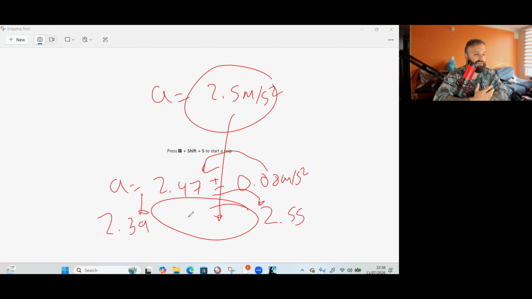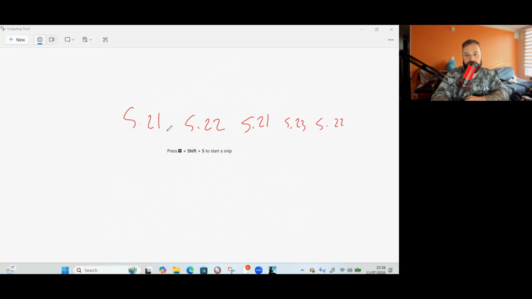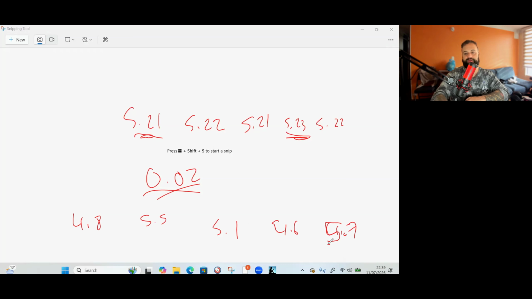Now, when we're talking about precision, this is basically the closeness of the repeated measurements. As we can see, the spread of these is relatively small. We could take the highest value and the smallest value and subtract the two, and the spread is 0.02. But if we look at something else like this, the difference between the highest value and the smallest value is 0.9. There's a much bigger spread.